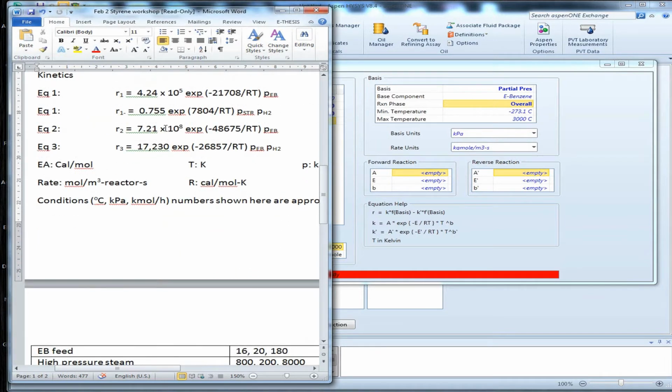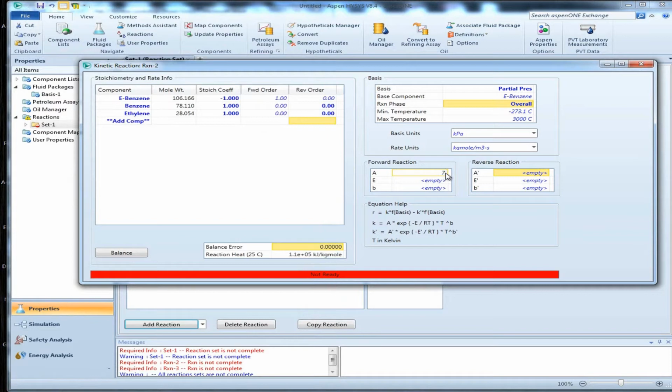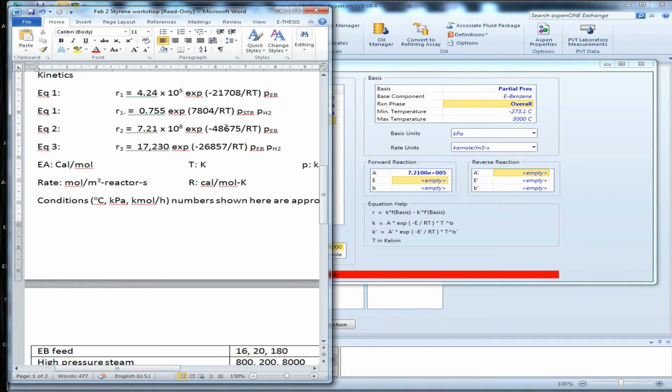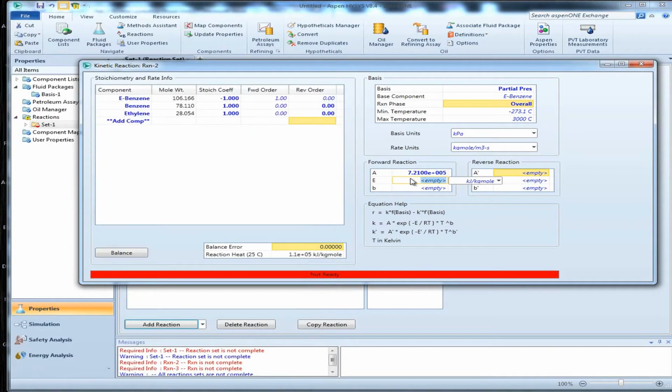So we have 7.21 E5 and 48675. Oops, I forgot. 48675. Okay, this reaction is also endothermic.